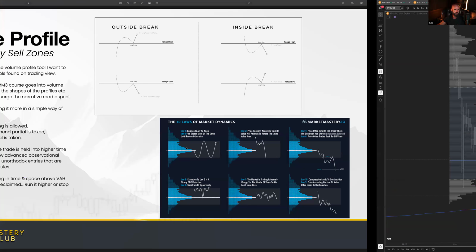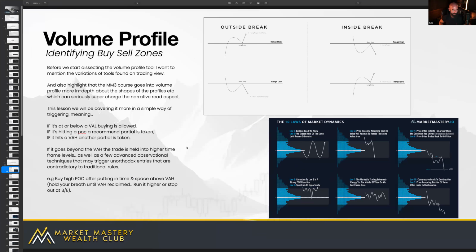So let's jump back into these slides. The lesson will be covering it in a simpler way, in terms of triggering and meaning. So shapes, go learn yourself. If it's at or below a value area low, buying is allowed. If it's at a point of control, a recommended partial is taken. A take profit partial if you've gone from the value area low. If it's at a value area high, another partial is taken.